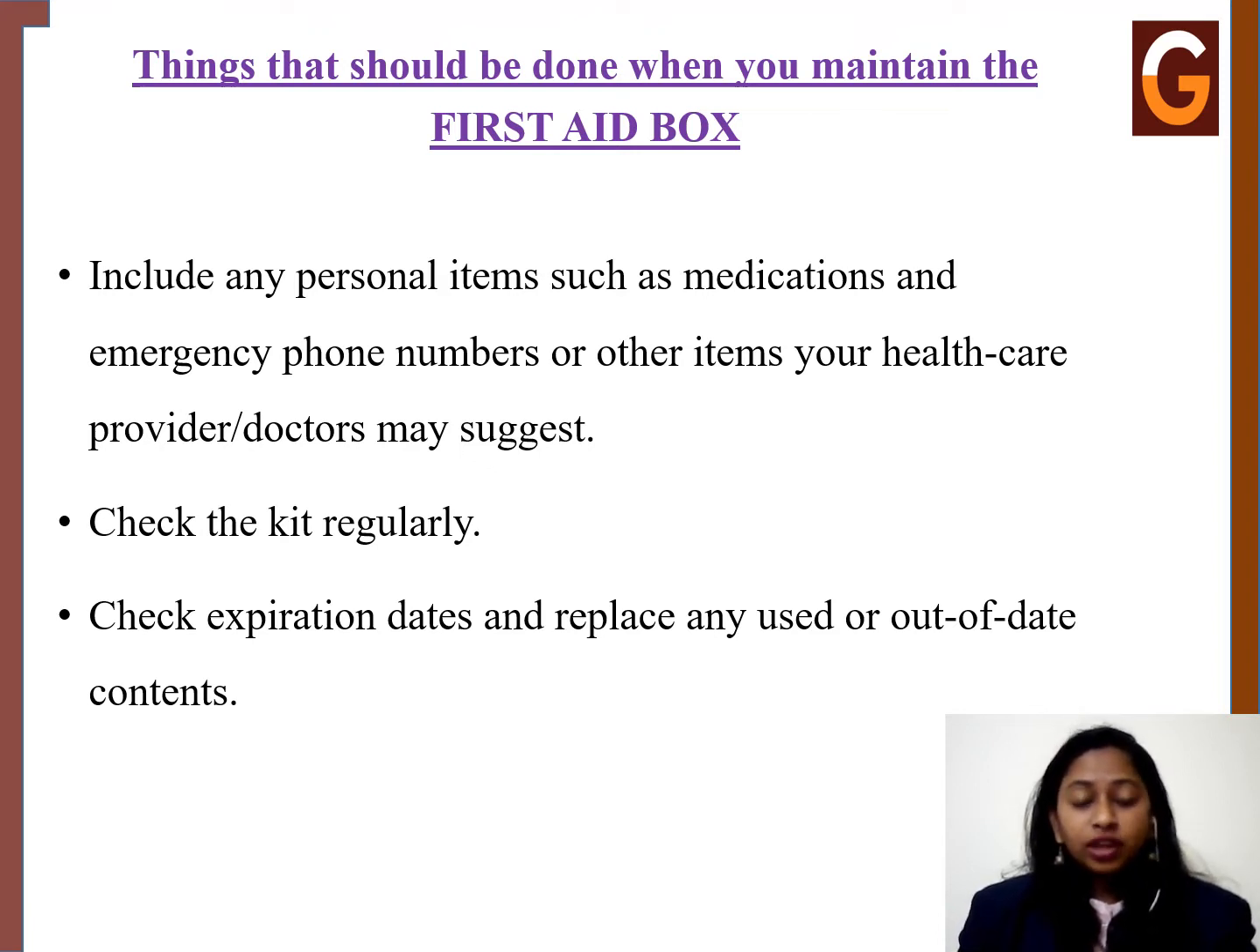We have to check the kit regularly, making sure expired medications are discarded and replaced by new ones. We have to check all the other contents like sanitizers, Dettol, or any kind of soaps. These should not be expired. So we have to make sure the kit is up to date and has been maintained properly.